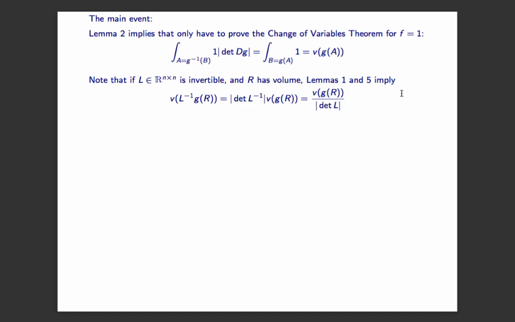Now, note that if L is an invertible matrix and R has volume, then Lemmas 1 and 5 imply that the volume of L inverse times G of R equals the absolute value of the determinant of L inverse times the volume of G of R. And well, the determinant of L inverse is just 1 over the determinant of L.